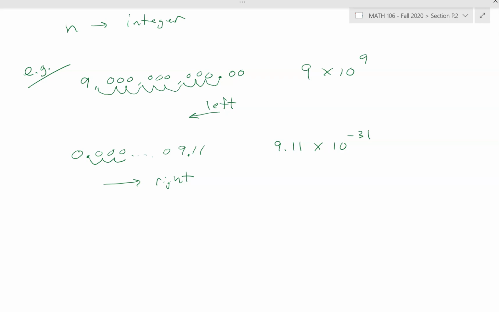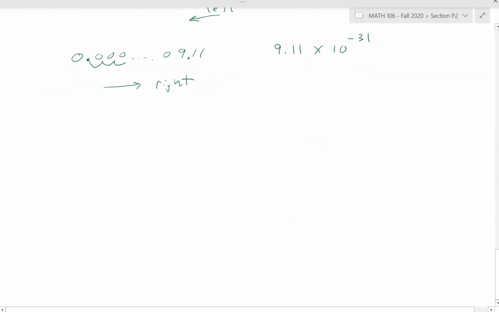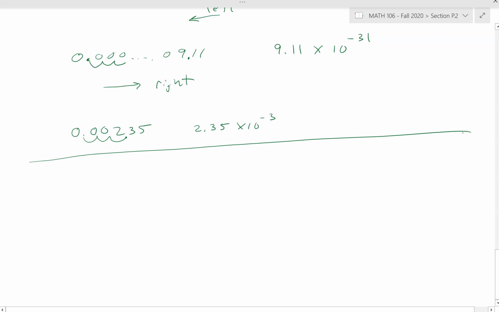So scientists, and not just scientists, economists, people who are starting businesses, because hopefully your business succeeds and you're going to be dealing in these big numbers. So you're going to want to make sure you can do that. These are simple. I'll just give you one more example of something simpler, like 0.00235. Again, I'm moving to the right 1, 2, 3. So this will be 2.35 times 10 to the negative 3. Okay. All right. Beautiful.